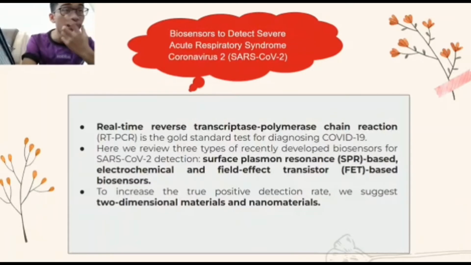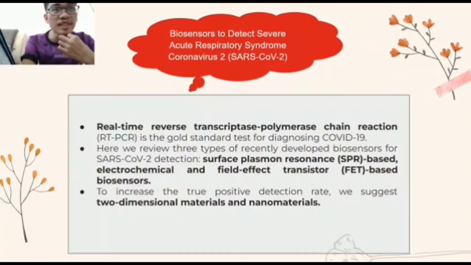Okay, so for the next slide, biosensors to detect severe acute respiratory syndrome coronavirus 2. RT-PCR is the gold standard test for diagnosing COVID-19. Although it is highly accurate, this lab test requires highly trained personnel and the turnaround time is long. Here we review three types of recently developed biosensors for SARS-CoV-2 detection. You can see all that.